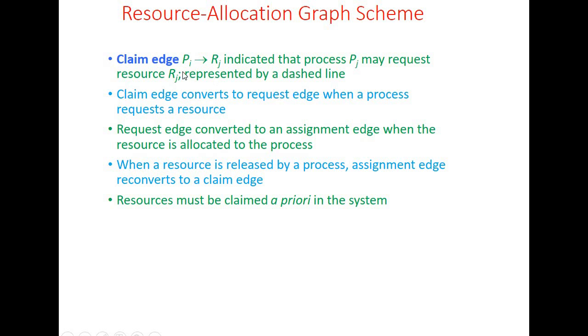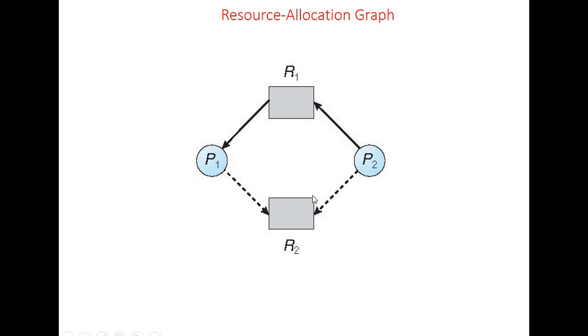In the resource allocation graph, there are processes and resources, and these are connected by edges. Processes are represented by a circle symbol, a resource is represented by a square symbol, and the resource and process are connected by an edge. This edge may be a solid edge or it may be a dotted edge. Generally, a claim edge is represented by a dotted edge.